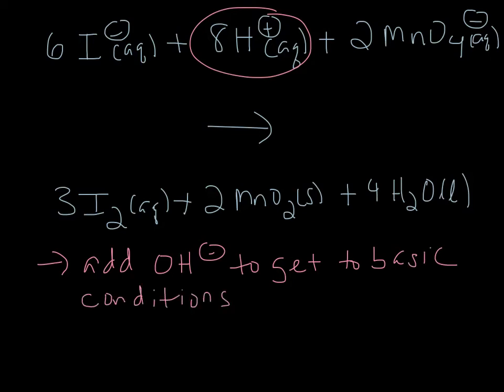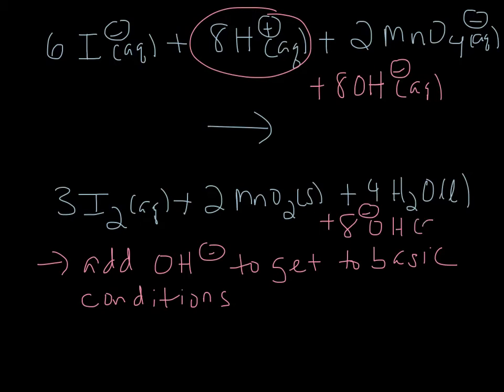And in this case, I'm going to add OH minus to each side of the reaction. And in this particular reaction, because I want to neutralize 8 H pluses, I'm going to have to add 8 OH minuses to each side. So we can say 8 OH minus aqueous to the reactant side, and I'm going to squeeze it in down here, plus 8 OH minus aqueous to the product side.